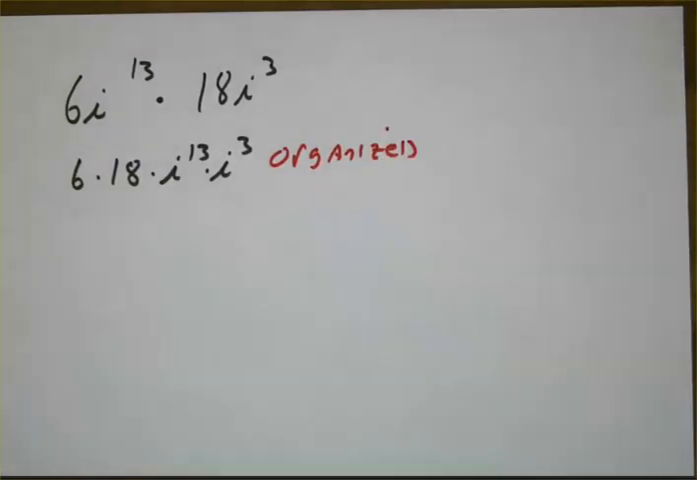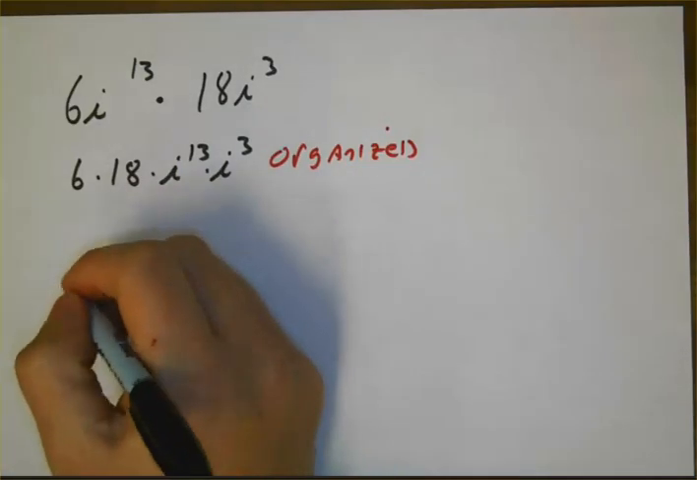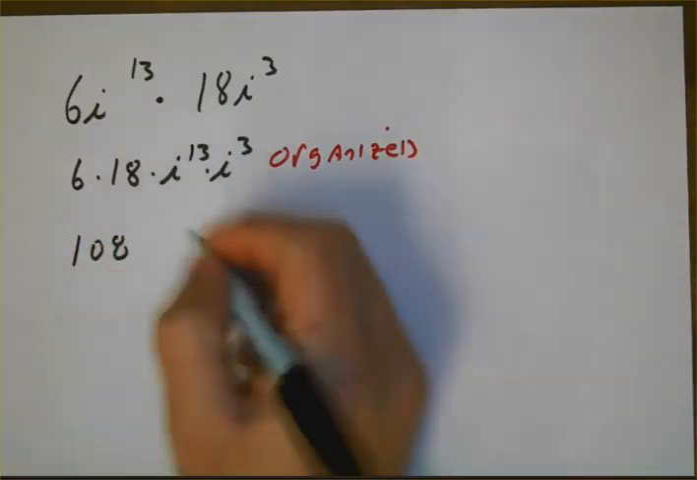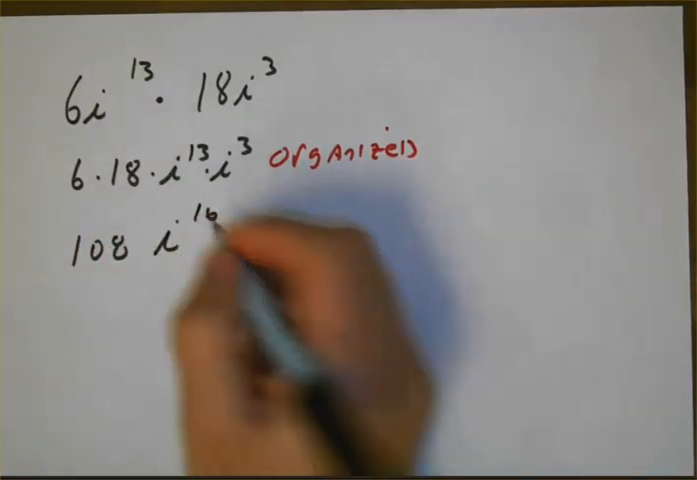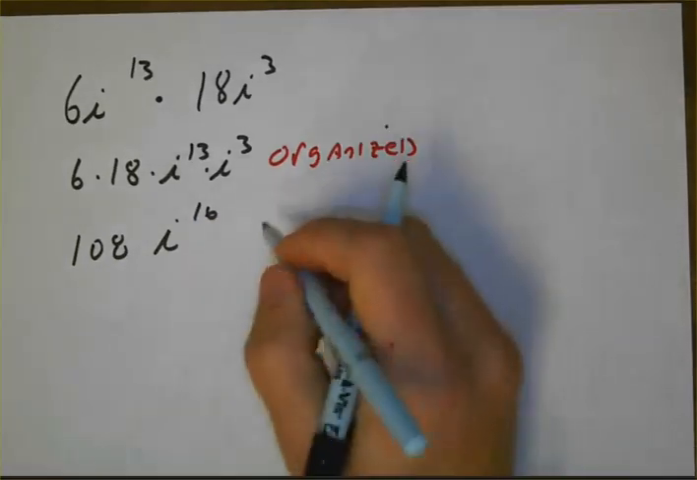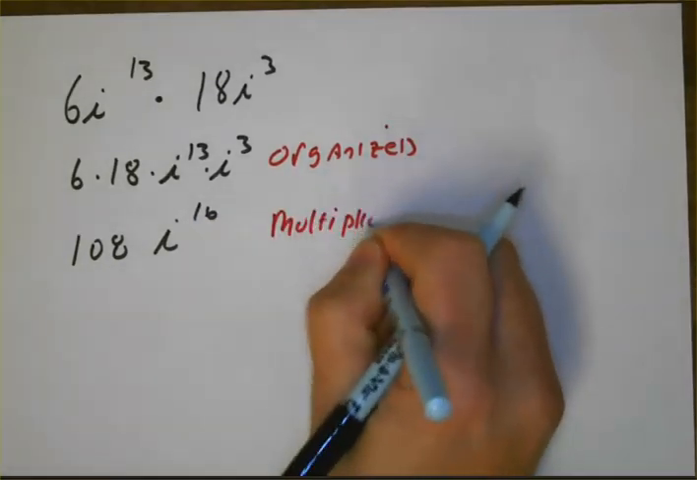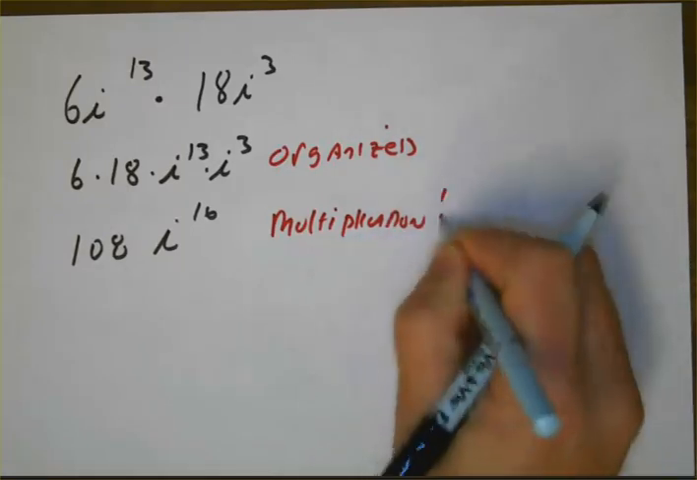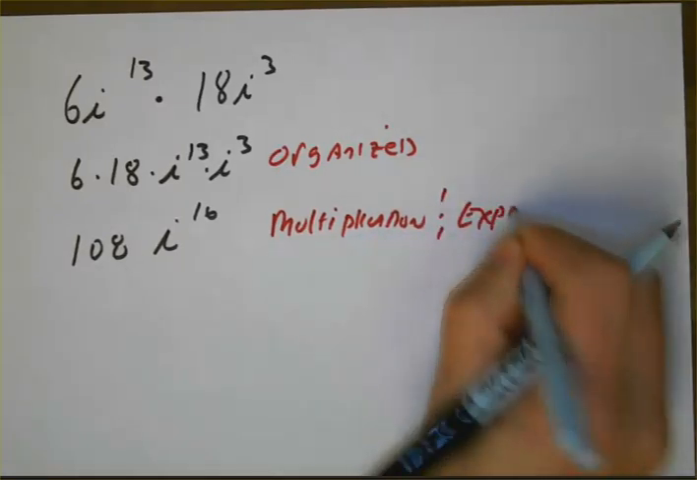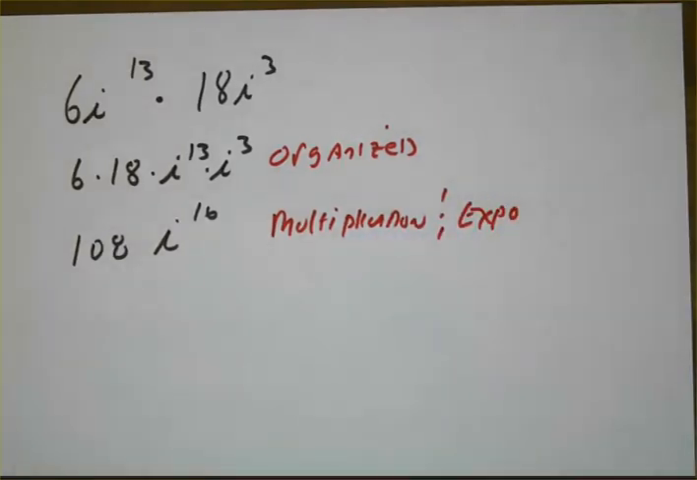Now, 6 times 18, that's multiplication. What's 6 times 18? That's 108. And this is i to the 16. I performed multiplication and exponent rules too. All right. So now I've got i to the 16.